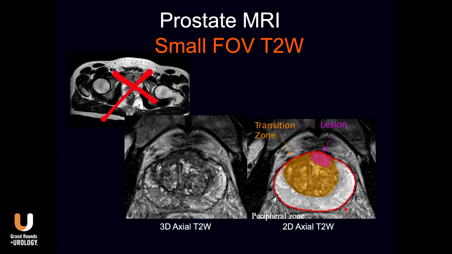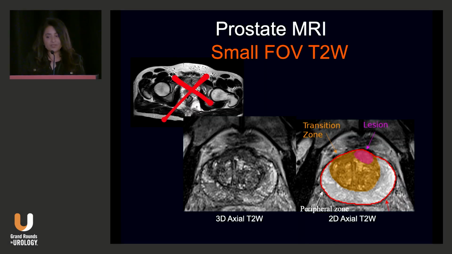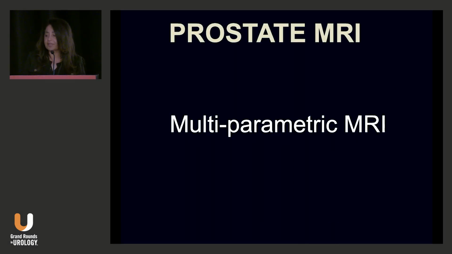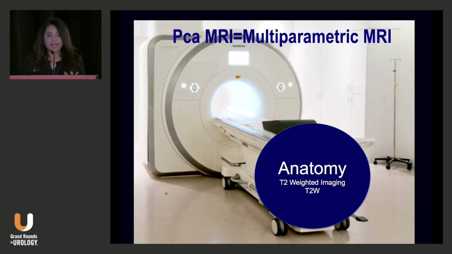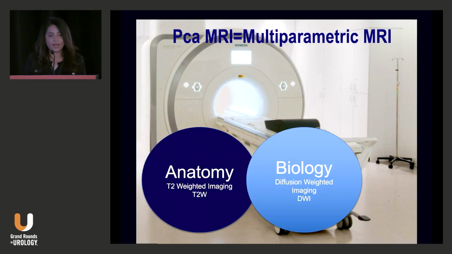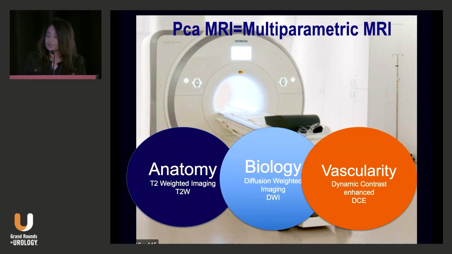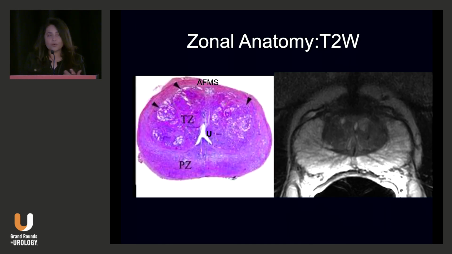Prostate MRI is really a small field of view imaging of the pelvis, and specifically to look at the prostate gland. And then the term also comes up, multiparametric. What is that? Just a couple of different sequences that we use to evaluate the entire gland. There's T2 weighted sequences for anatomy. For biology, it's both the diffusion and the vascularity that we look at, tumor angiogenesis.